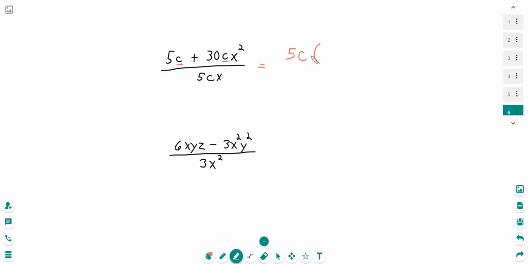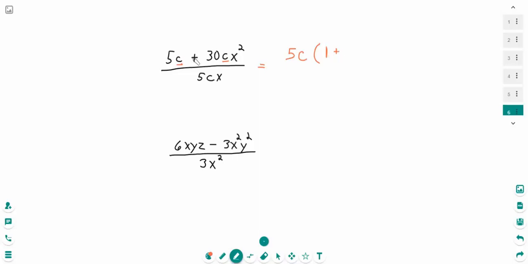So 5c divided by 5c is in fact 1, right? So we do have to put the 1. It's very common to just forget to put that 1 there. But we do have to put the 1 because that is being added to our next term. All right, so we can't just eliminate it. The 5c, or actually I should say the 5c divided by the 5c is going to give us a 1.